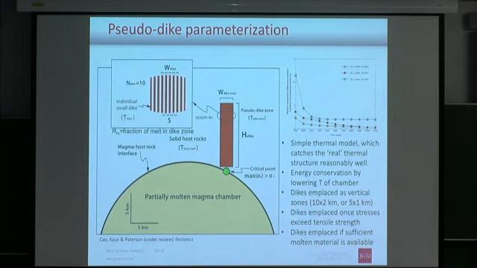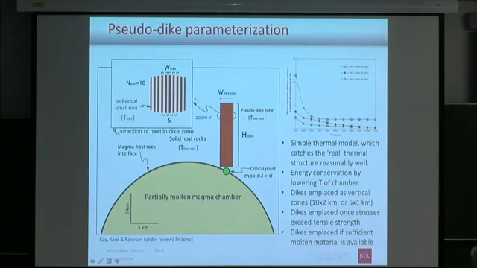Now, as you will all realize, it's not possible to resolve a 1 meter dike in this kind of models, where maybe the grid size is half a kilometer by half a kilometer. So what we did instead is we did a small parameterization of what happens if you have intrusion of several dikes next to each other.